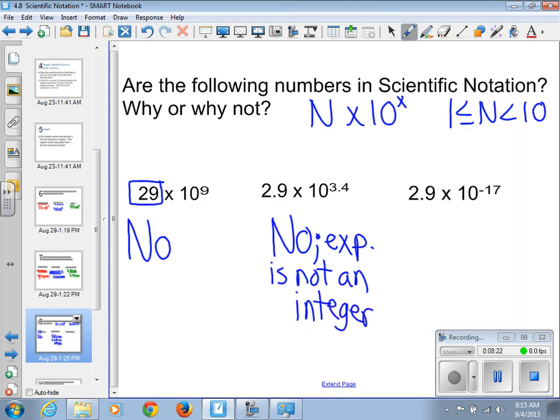Finally, we look at this example. Well, 2 and 9 tenths, that is between 1 and 10. Our exponent is an integer. Therefore, this one is in scientific notation.